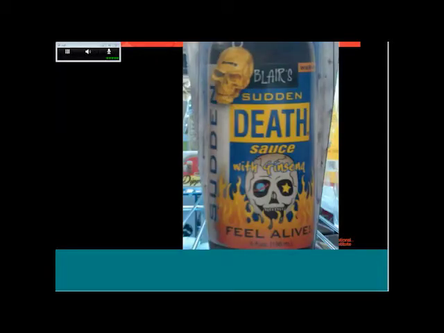I found this bottle when I was in New Orleans recently. I still haven't tasted it yet. It looks pretty dangerous, but sudden death sauce may be risky.